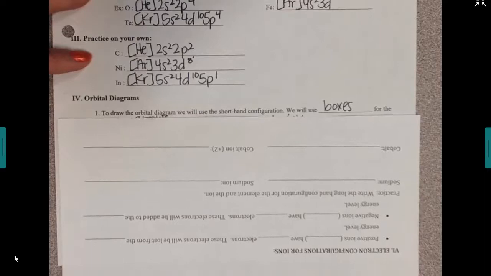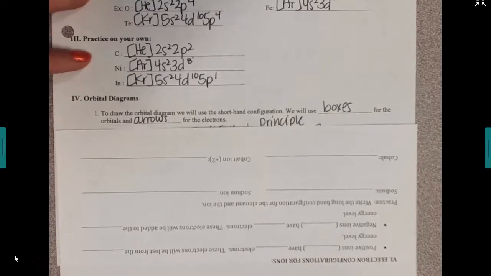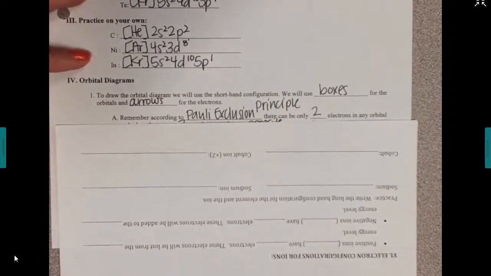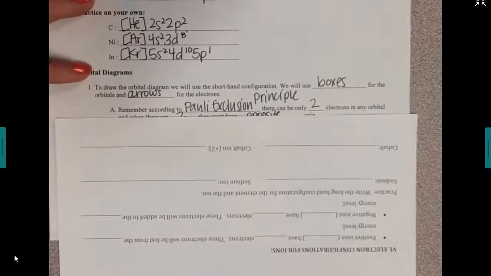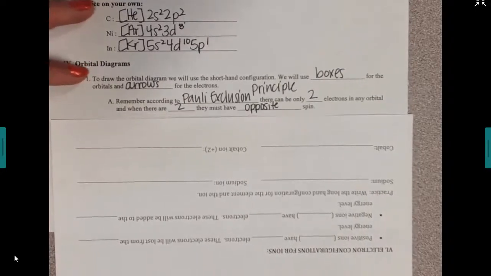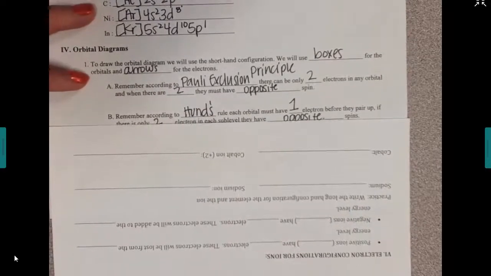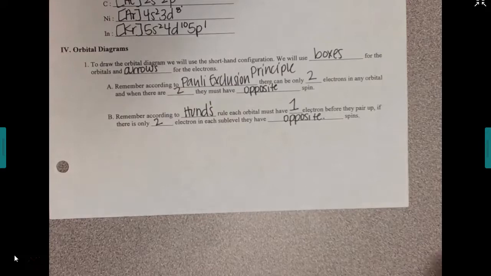To draw the orbital diagram, we will use the shorthand configuration. We use boxes for the orbitals and arrows for the electrons. Remember, according to the Pauli exclusion principle, there can only be 2 electrons in any orbital. When there are 2, they must have opposite spins. Remember, according to Hund's rule, each orbital must have 1 electron before they pair up. If there are only 2 electrons in each sublevel, they have opposite spins. So let's look at one.